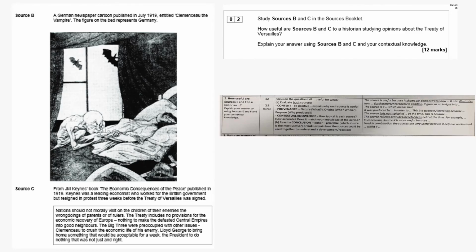So that's our first question. Question 2: How useful are sources B and C? You need to talk about each of the sources individually. First we'll talk about source B. We know that source B is critical of the Treaty of Versailles. It's useful to a historian because it gives us a German view. I'll highlight some of the key features for you.